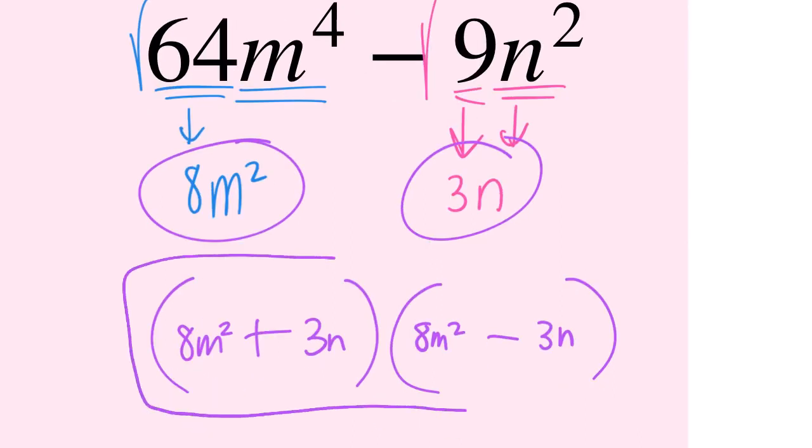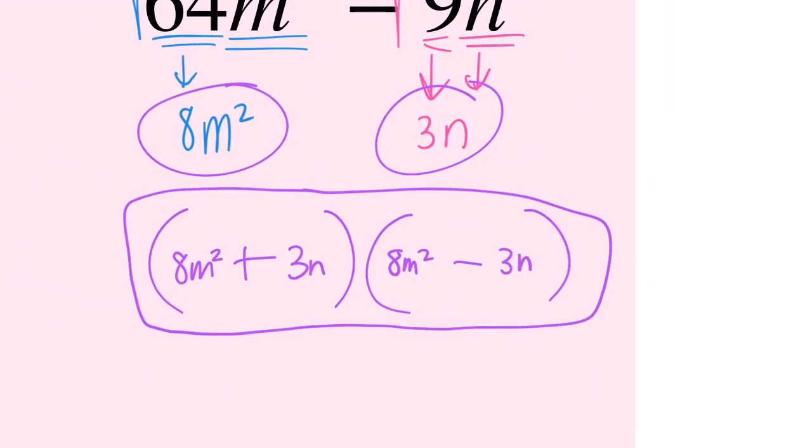Okay, and that is how you factor differences of squares. That's it. And just remember one thing that I wanted to point out again. If you ever are confused and you want to just check your work, remember you can always just multiply these out and make sure it works. So just keep that in mind.